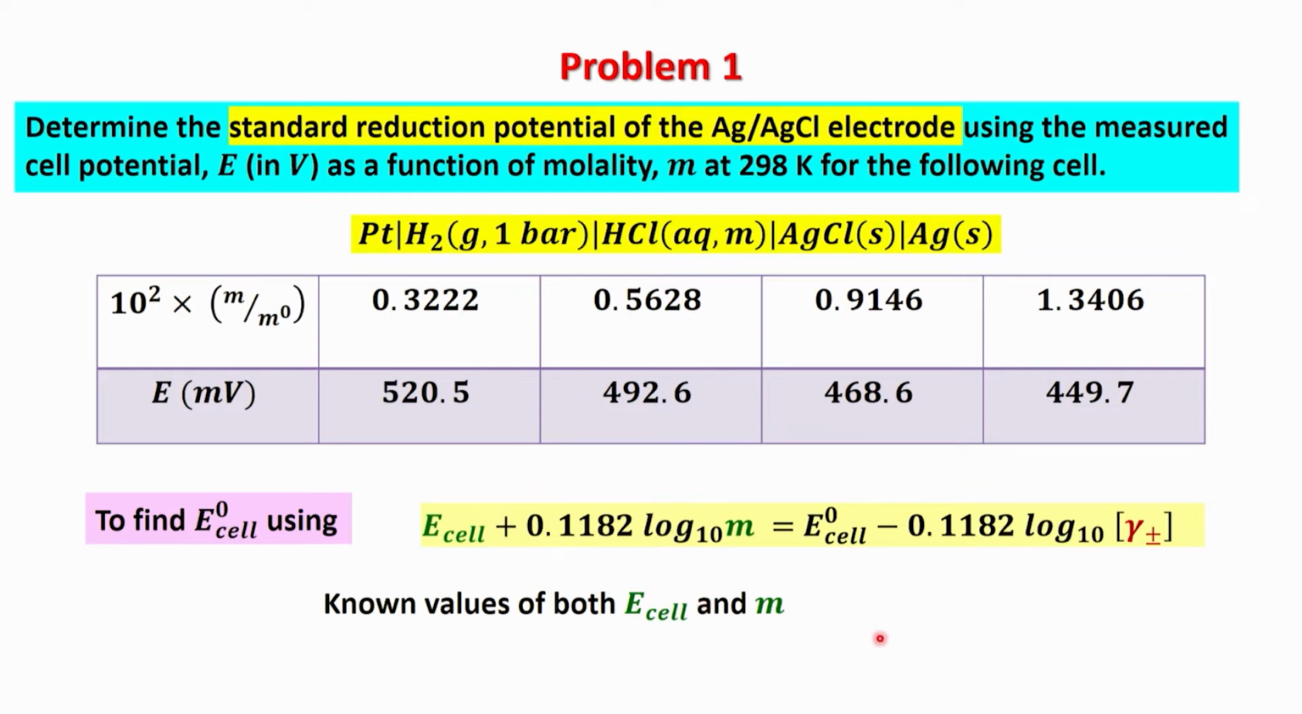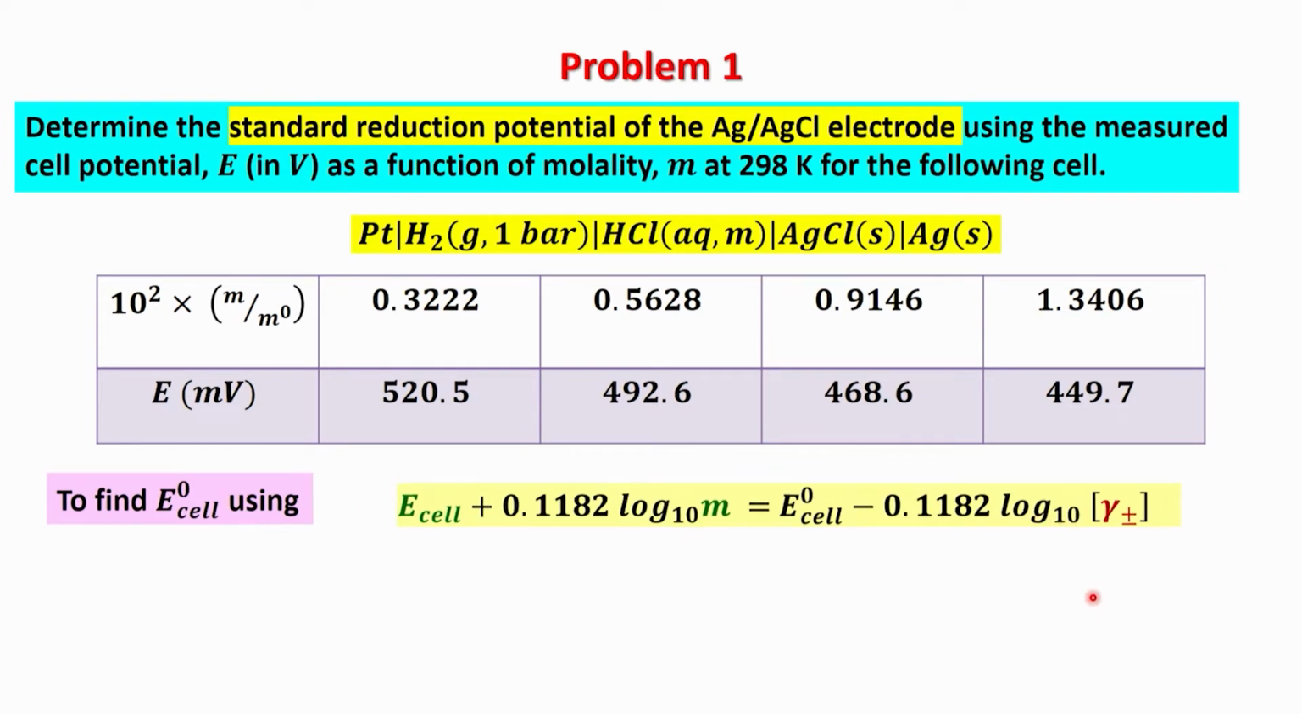But what do I have on the right hand side? On the right hand side, I have two unknowns. First, the standard reduction potential, which I am going to find out, but then again I have another unknown quantity, which is the mean activity coefficient of HCl in aqueous solution. Therefore, to be able to find out E naught cell, I must know how to evaluate gamma plus minus.